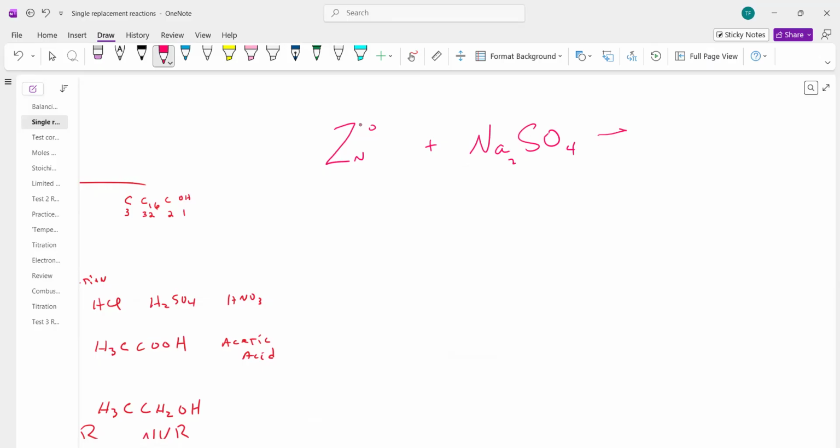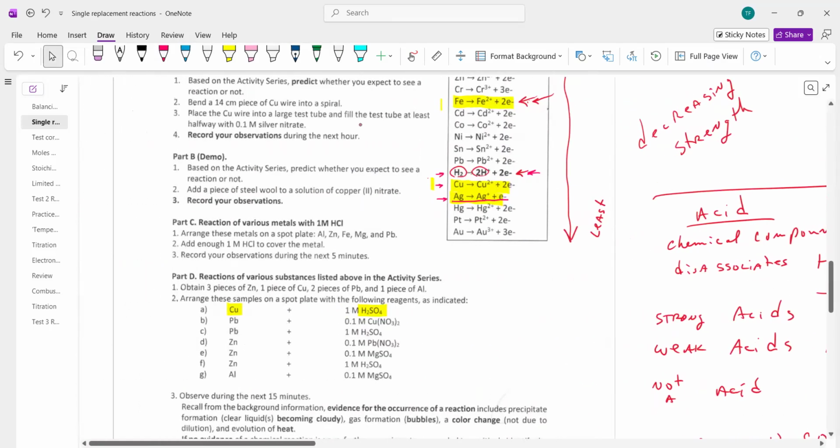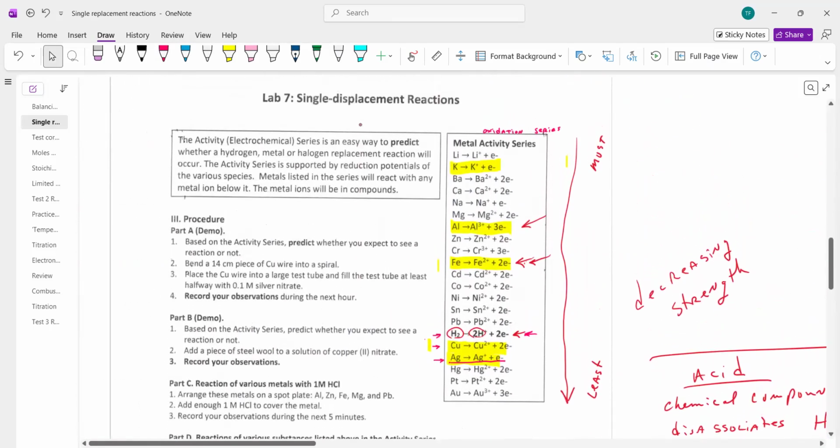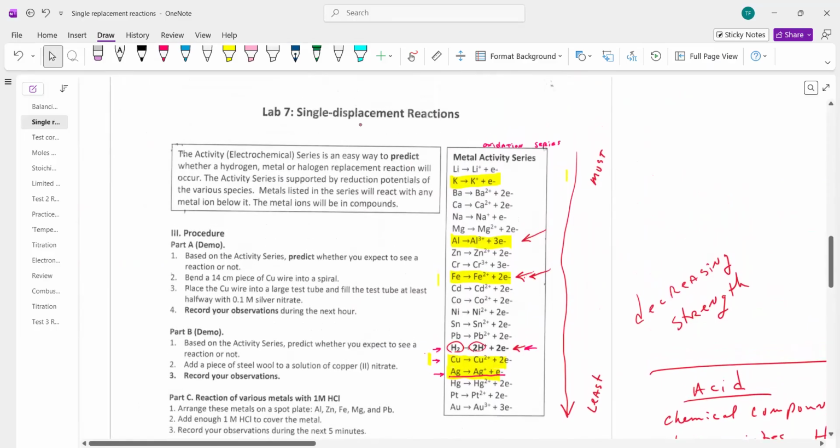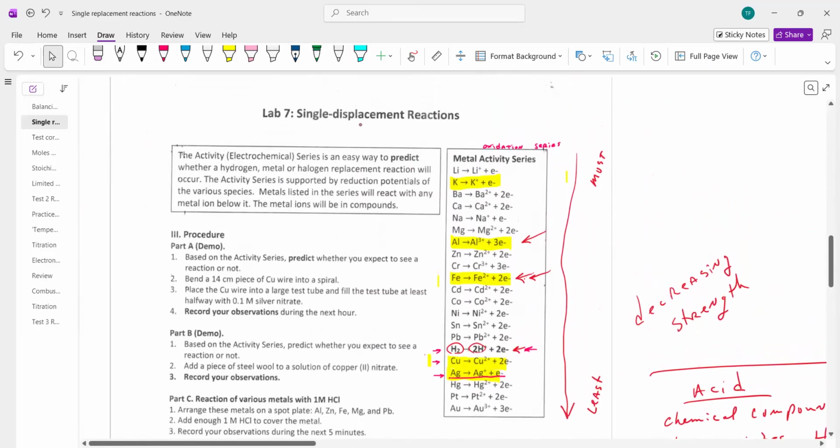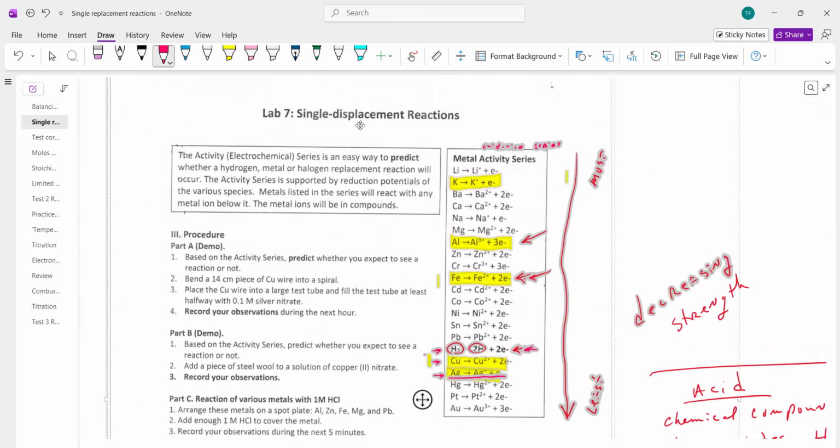Okay, so metal salt. Okay, metal salt, that means that's a single replacement reaction. So we need to look at the okay, so here's sodium. It's pretty high up there. And what was the other one? It was zinc. Where's zinc?